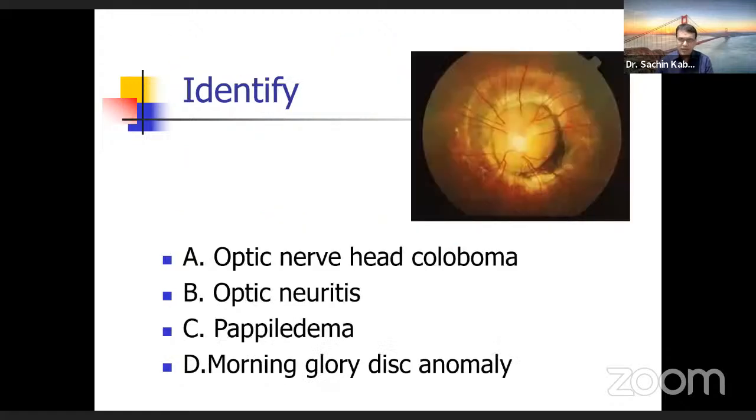Last question from my side, a simple fundus photograph. What are you seeing here? Is it optic nerve head coloboma? Is it optic neuritis? Is it papilledema? Or is it a morning glory disc? A slightly odd question I'm putting just to have a scoring competition for the last question. The rest all were very easy. Your time starts now.